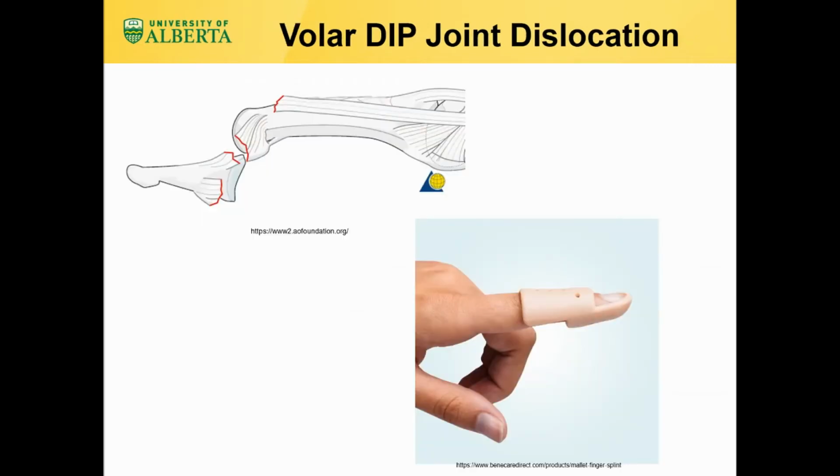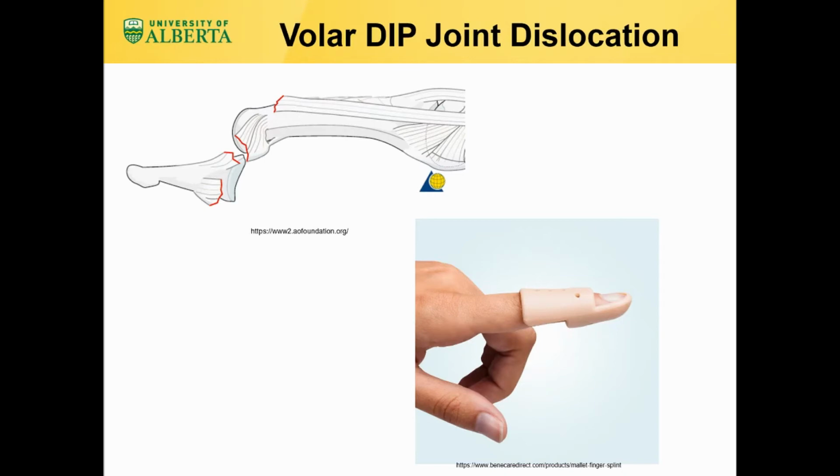Volar dislocations of the DIP joint are less common than dorsal dislocations. Like closed dorsal dislocations, these injuries are also treated with closed reduction. They are then stabilized with a mallet-type splint for 2 to 3 weeks, followed by protective range of motion.